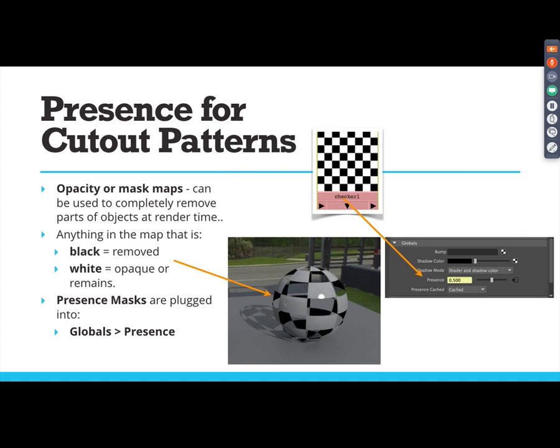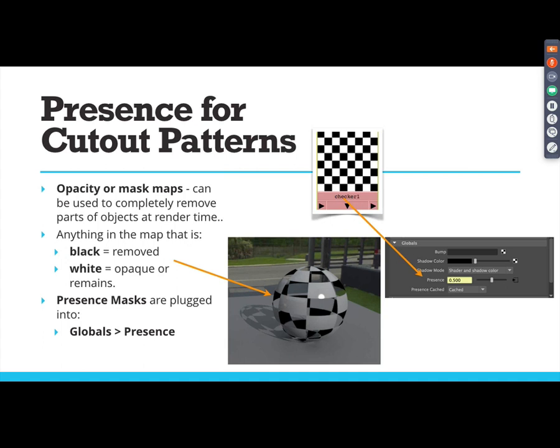All right, so alpha channels, opacity maps, they all do the same thing. In an alpha channel, anything that is white is opaque or kept. Anything that is black is removed or transparent. Same thing with an opacity map. They are exactly the same thing. All right, black and white are the two colors that we use.